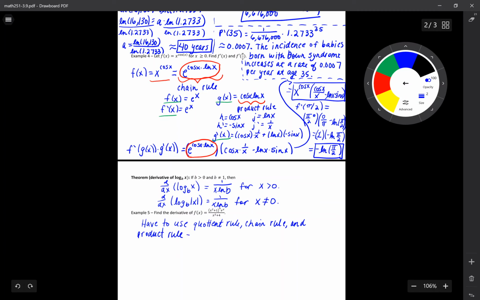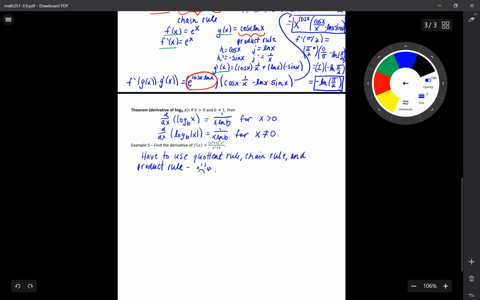And that's very sad. I'll draw a frowny face. Tears. So instead of doing that, this is a trick. I'm going to take the natural log of both sides of our equation. And let's see what happens.